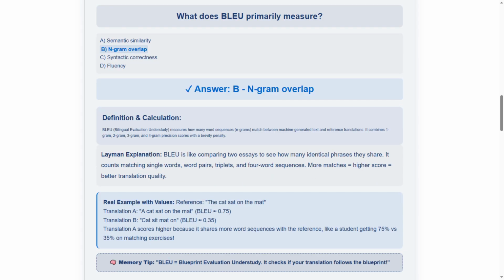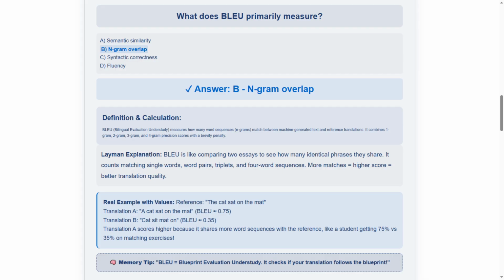Our next question examines BLEU score. What does BLEU primarily measure? The options are A. Semantic similarity, B. N-gram overlap, C. Syntactic correctness, or D. Fluency. The correct answer is B. N-gram overlap. We select this because BLEU specifically counts matching word sequences between machine output and reference text, not meaning or grammar quality. Let me read the complete definition.